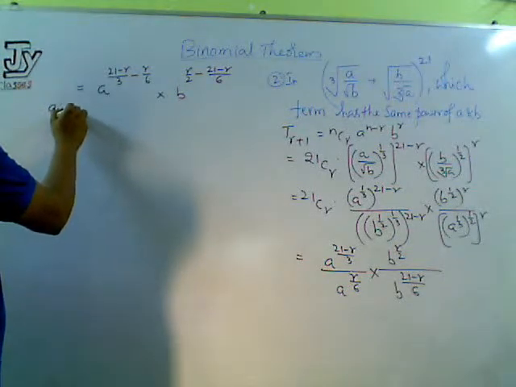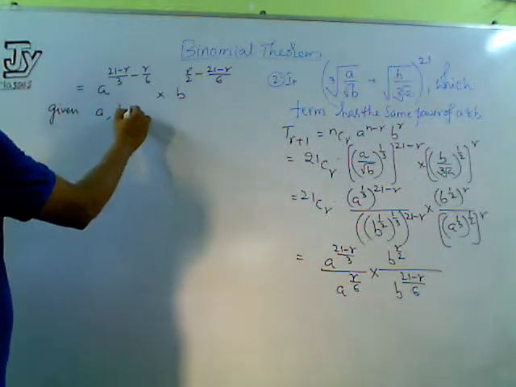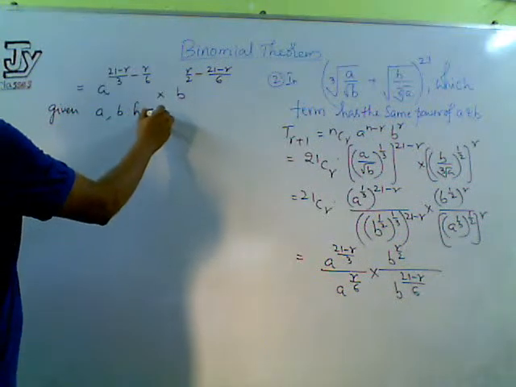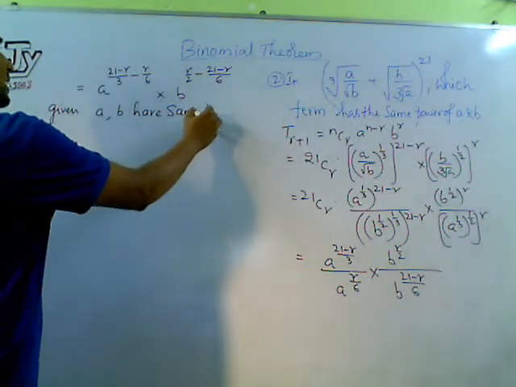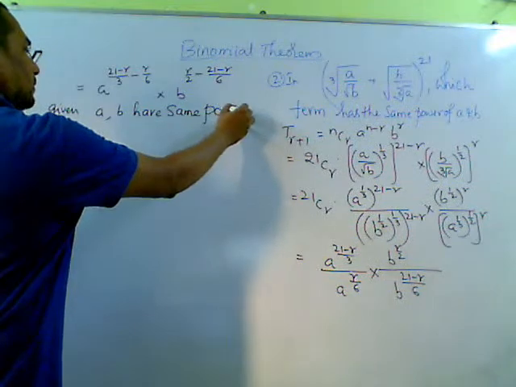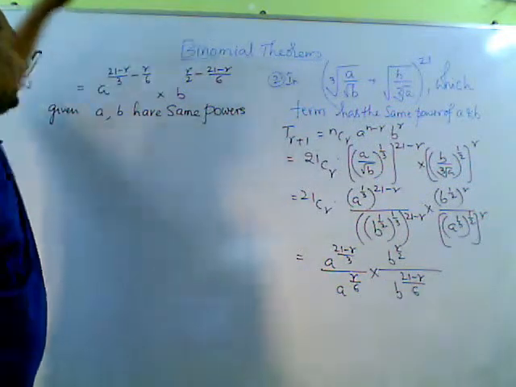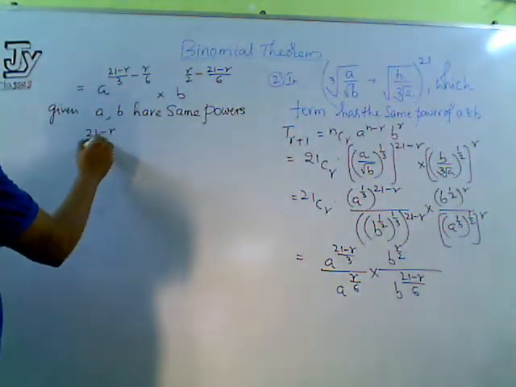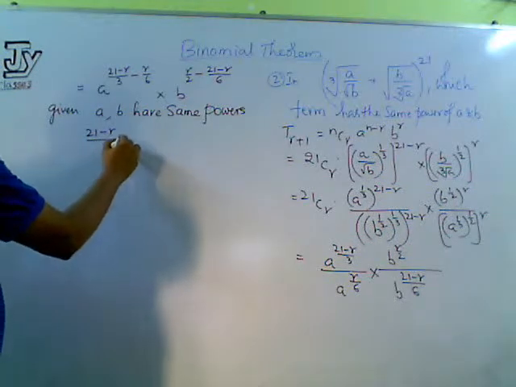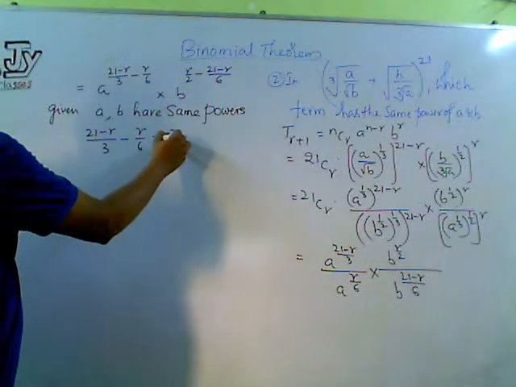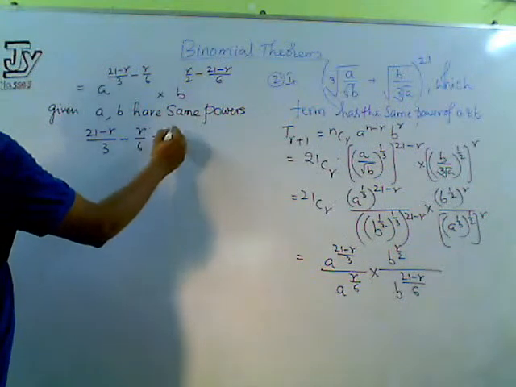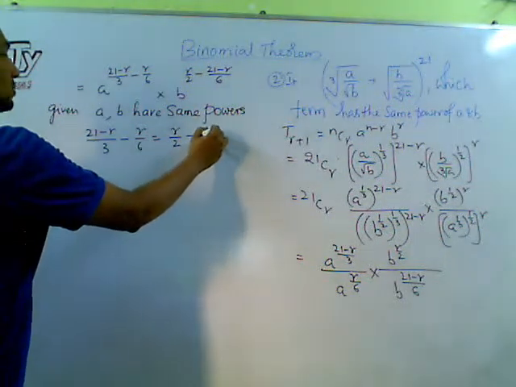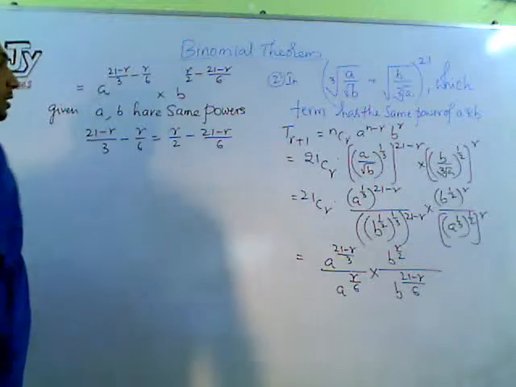Given a, b have the same powers. So these two powers are going to be equated. So (21 minus r) by 3 minus r by 6 is equal to r by 2 minus (21 minus r) by 6.